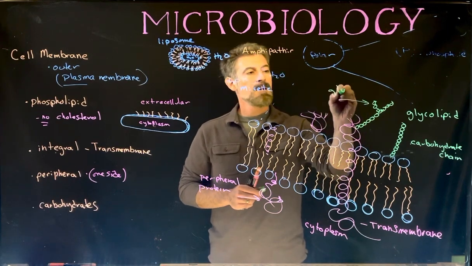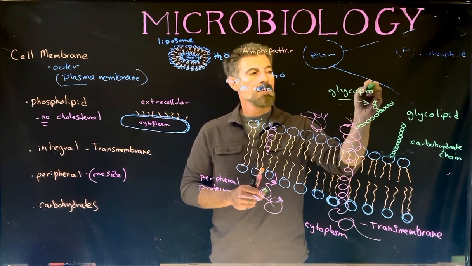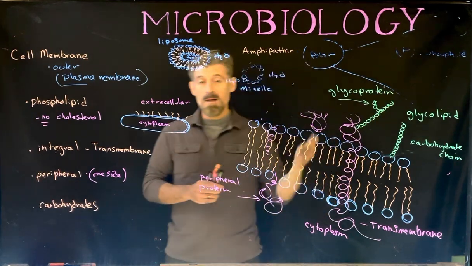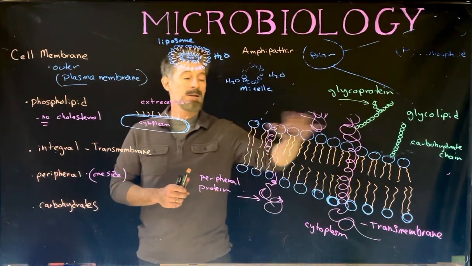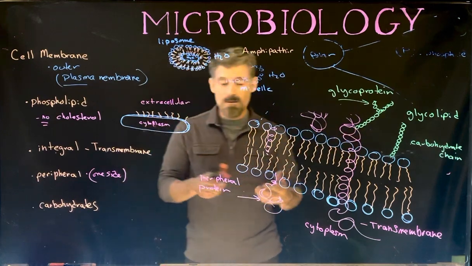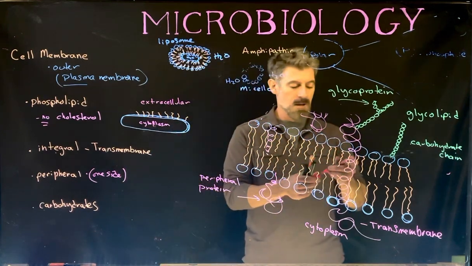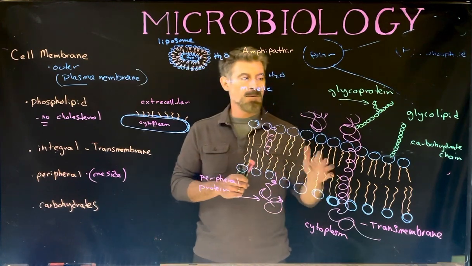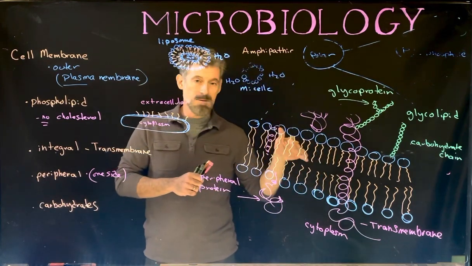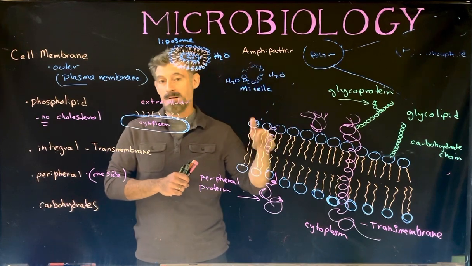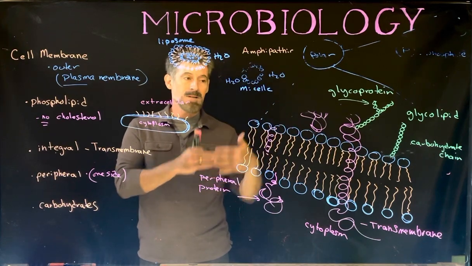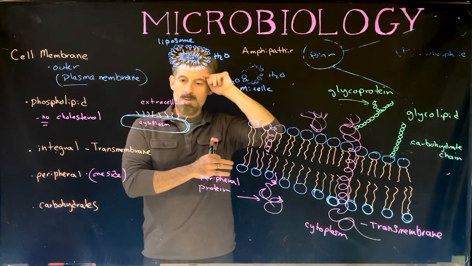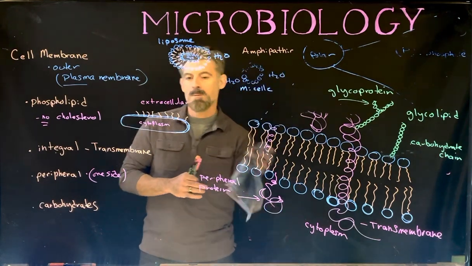It's called a glycoprotein. So we have glycoproteins and glycolipids, but they're only on the outside. So in bacterial cells, this can form the structure of a glycocalyx, but it's a little bit different here. It's not the same exact ones here. These are ones attached to the membrane itself. A glycocalyx is going to be something that's outside the cell wall.